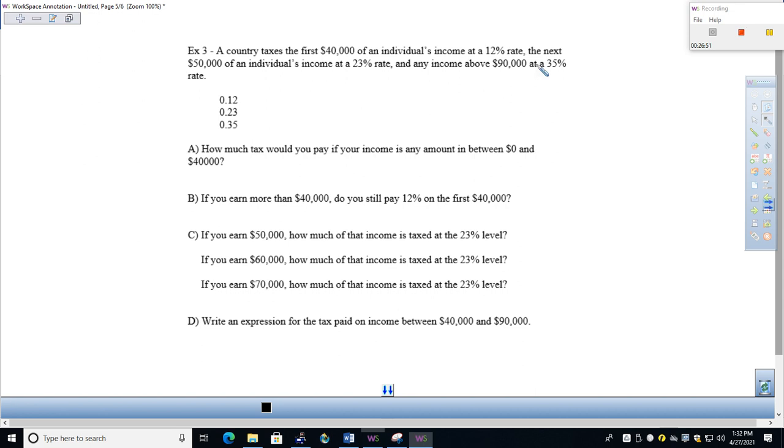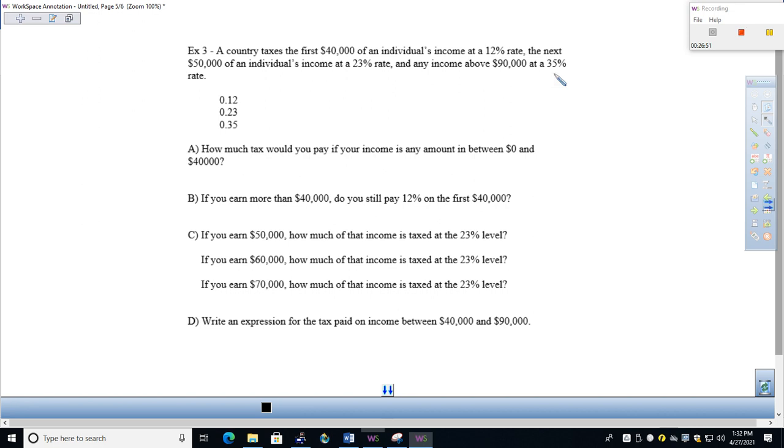But here's the for instance. If you make $100,000, you don't pay the high rate for all $100,000 of that income. It's broken up into parts. Note, the first $40,000 is taxed at that rate. The next 50 is taxed at that rate. And anything above is then taxed at that rate. So that's what's called a progressive tax system.